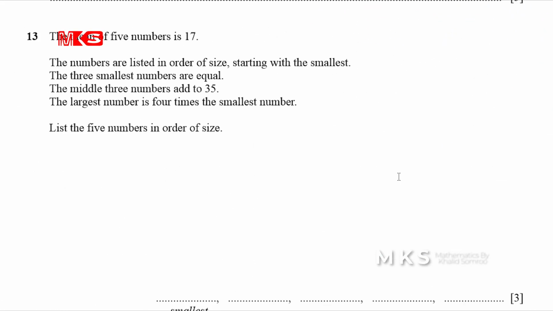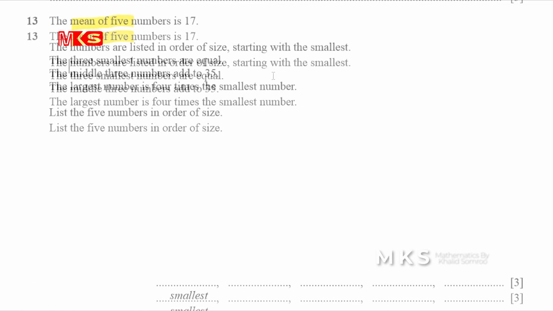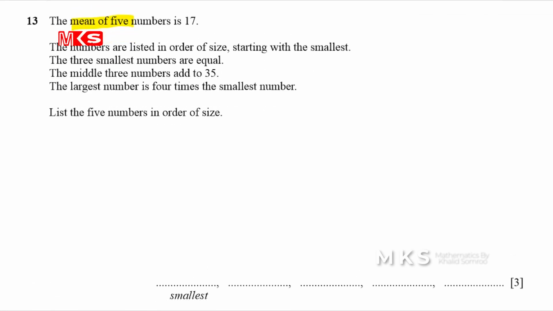Question number 13. The mean of 5 numbers is 17. So there are 5 numbers. The numbers are listed in the order of size starting with the smallest. The 3 smallest numbers are equal: x, x, x. The middle 3 numbers add to 35. The largest number is 4 times the smallest number.